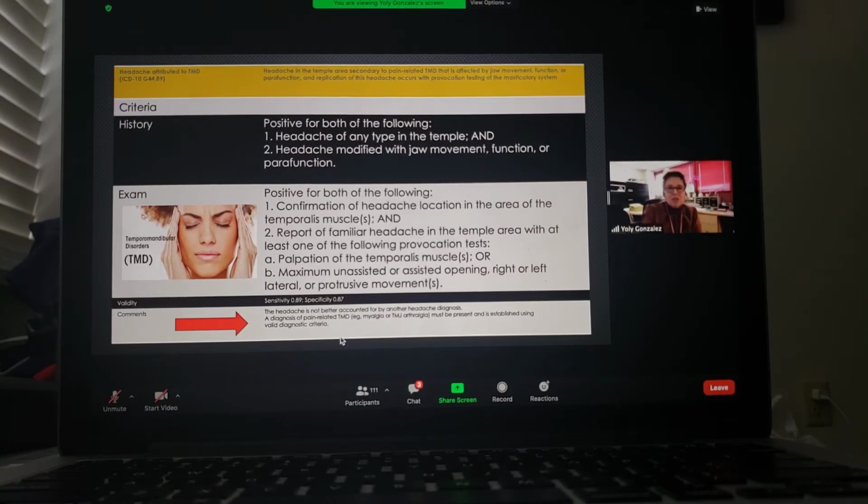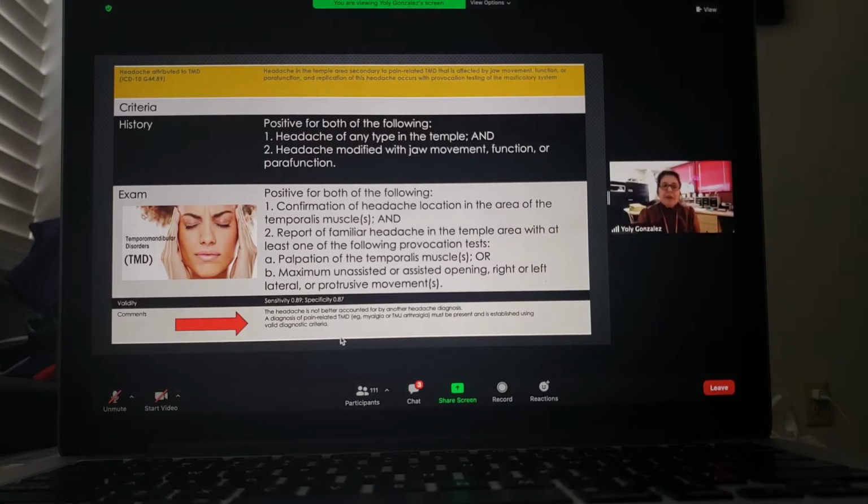In other words, you must have a diagnosis either of myalgia, myofascial pain with referral, or arthralgia first in order to have a secondary headache or headache attributed to TMD, which is secondary to the painful TMD diagnosis. And I think that's where people get confused and start giving me in your exams, in your tests, this diagnosis without checking and confirming that you have a myalgia, myofascial referral, or arthralgia.